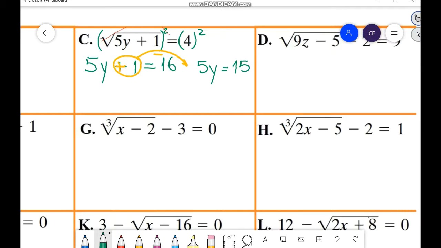And the last step, we have 5 times y. We can divide both sides by 5, so you can simplify this. And 15 divided by 5 is 3. That means y equals 3. 3 is the right answer.